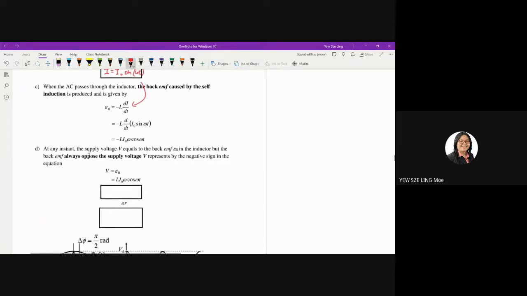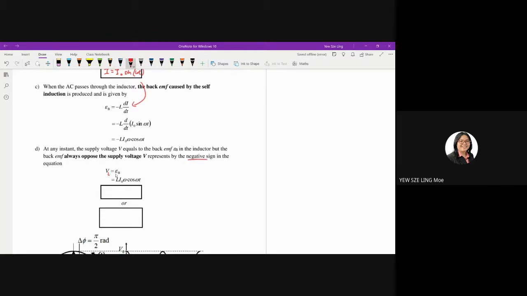So at any instant, the supply voltage equals the back EMF in the inductor, but the back EMF always opposes the direction of the supply voltage, which is represented by this negative sign. So if you want to write it as VL, then you just remove the negative sign, because what we want is just the magnitude, not the direction. So it always opposes the supply voltage by the negative sign.